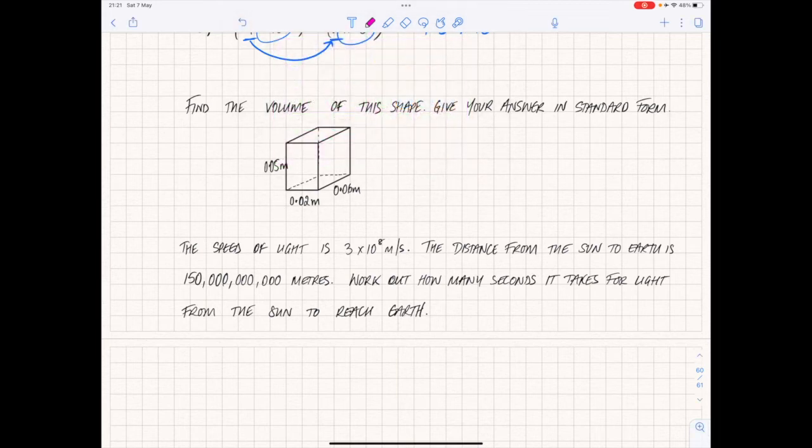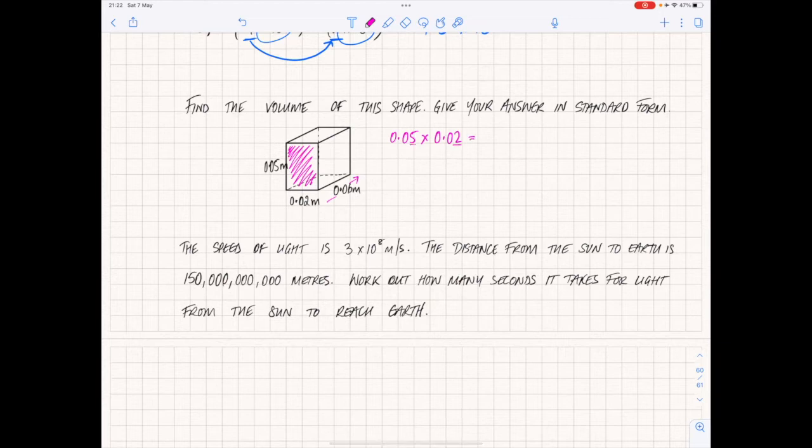So the first one says find the volume of the shape, give your answer in standard form. So to find the volume of any shape, you find the area of the front and then you times it by how far back it goes, or area of a cross section times by height or depth. So what I'm actually doing is 0.05 times 0.02. That's the area of the front first of all.